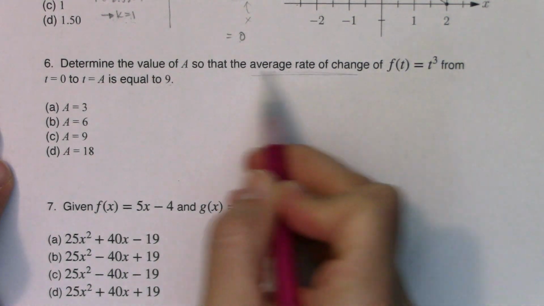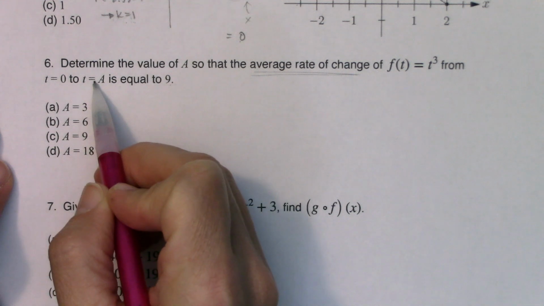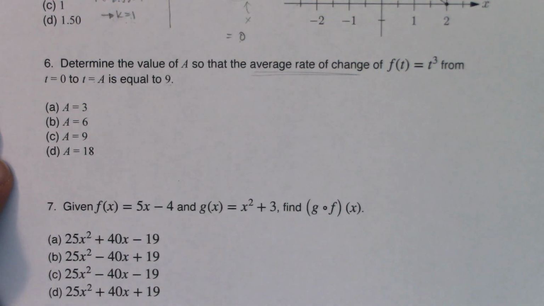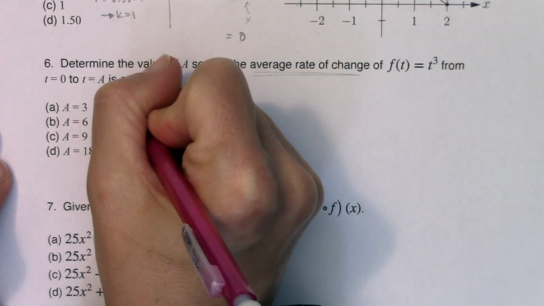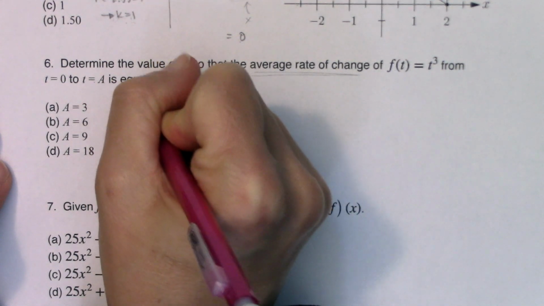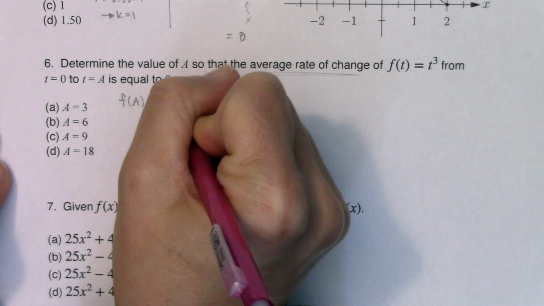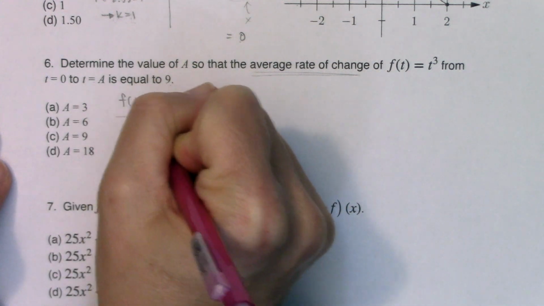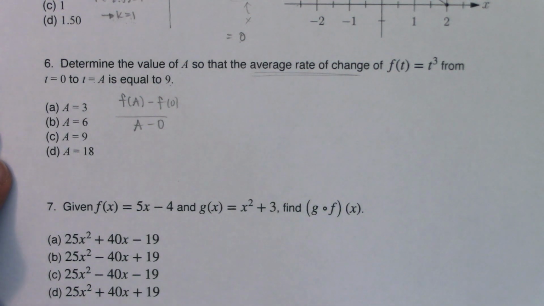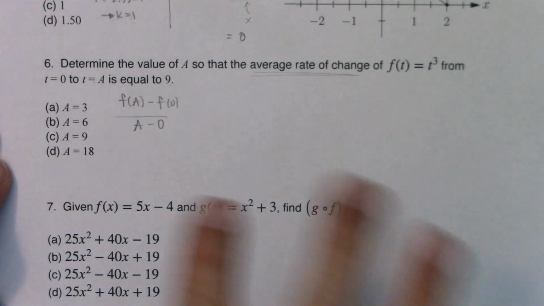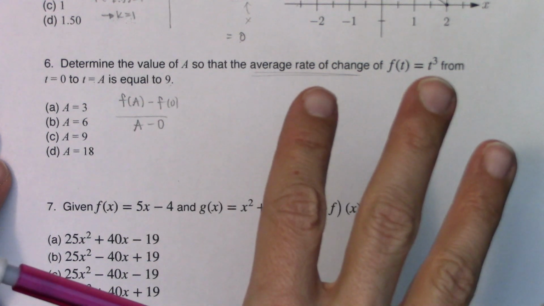If I want the average rate of change from 0 to a, it ultimately just means we want the slope there, right? We want the average slope, or really slopes are average rates of change. So ultimately what I want is that difference quotient of f of a minus f of 0 over a minus 0. All right, so average rate of change, it's a difference quotient, it's a slope, all of those things, and in the algebra sense are interchangeable.